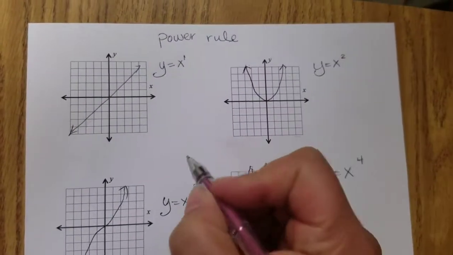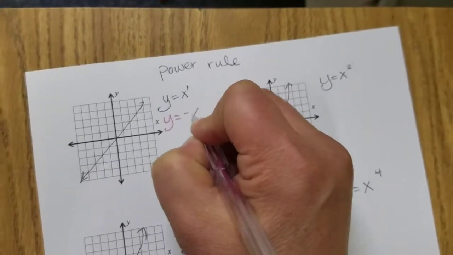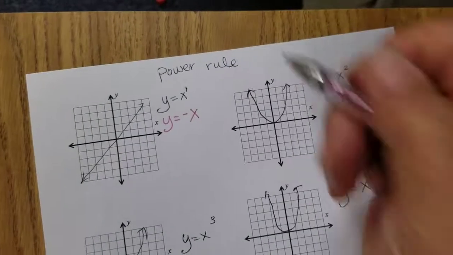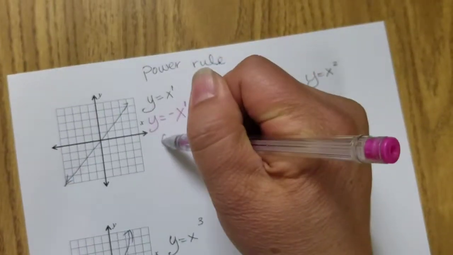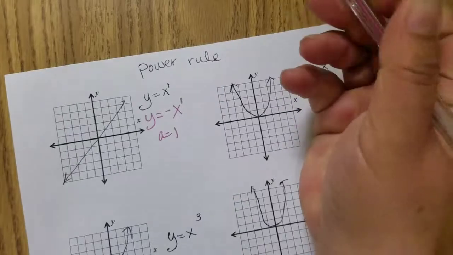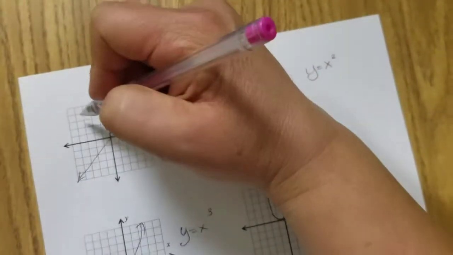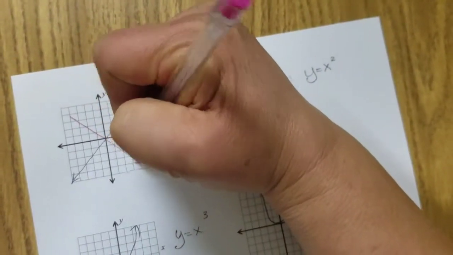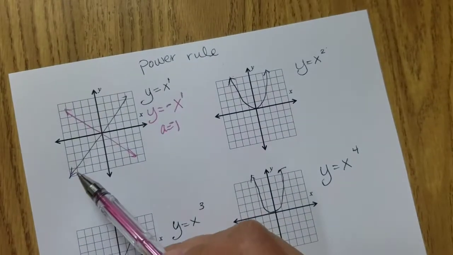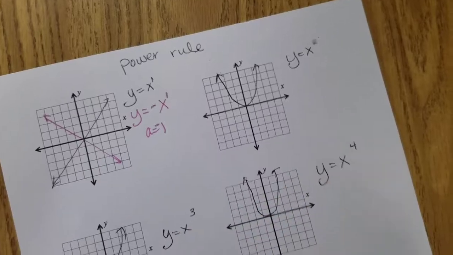Now to continue, if we have, say for example, y is equal to negative 1x, so that power is still 1, but our coefficient, the a value, is, sorry, negative 1. So this is negative. Now how would that affect my graph? My graph then would look like this. Do you notice how the end switches? Instead of going up, the slope goes down.